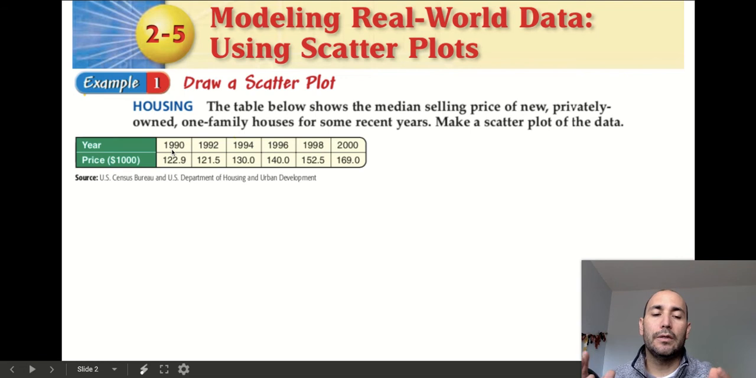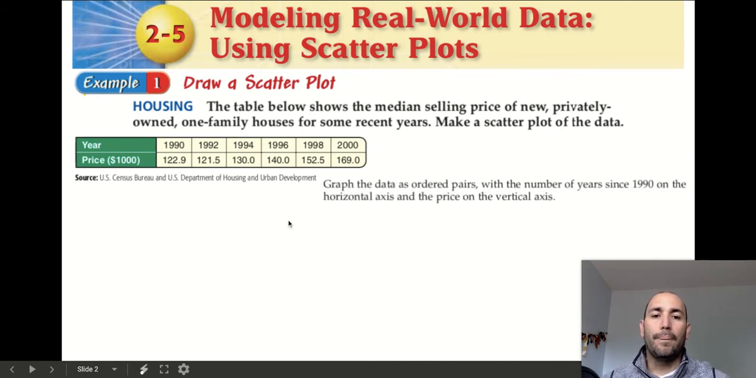Typically, when we're choosing coordinates, time is going to be our x value. So this will be my x value, this will be my y value. In order to graph the data as ordered pairs, I'm going to use x to be the year since 1990, so this will be 0, 2, 4, 6, 8, 10. That's going to be my horizontal x-axis. And then the price is going to be the vertical axis, the cost in thousands of dollars.